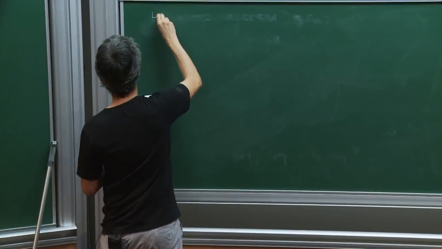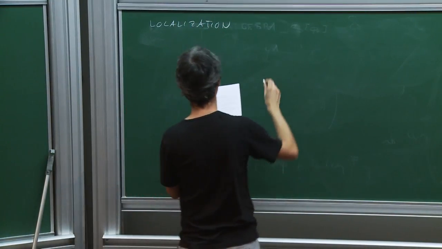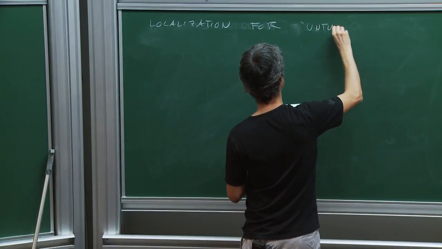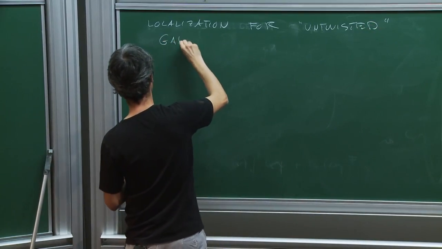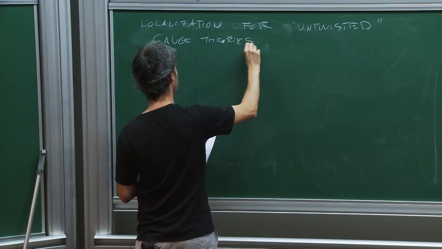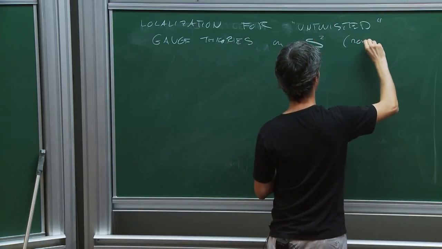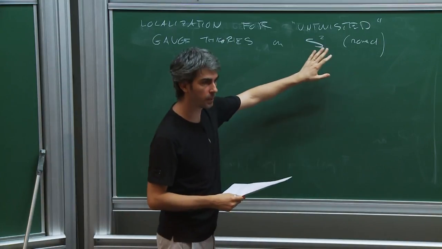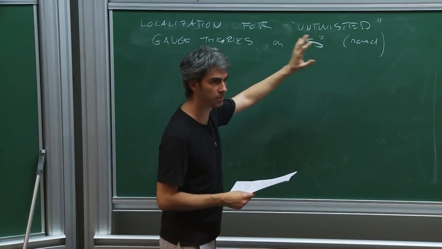Okay, so we want to do localization for untwisted gauge theories on S2, and this will be around S2. In fact, this computation can be extended to a squashed S2, but the answer is not going to depend on the squashing. So we'll be happy just to do the round S2.